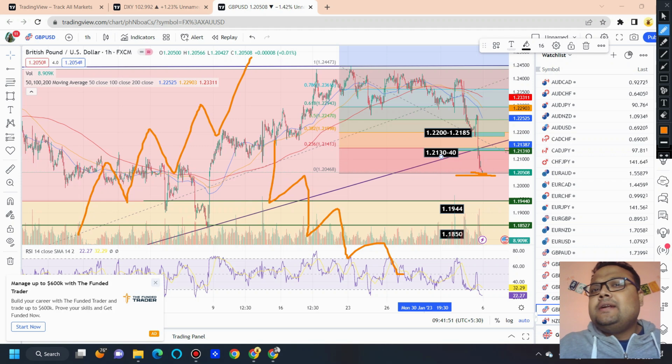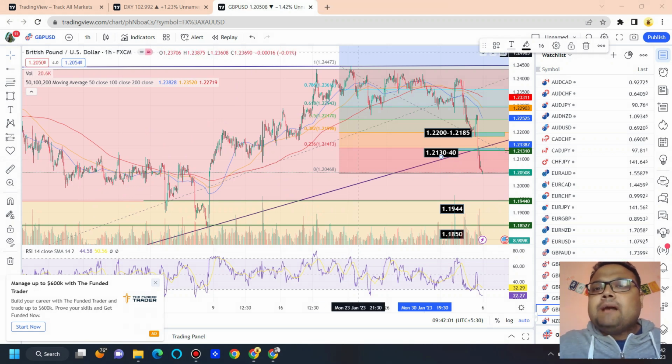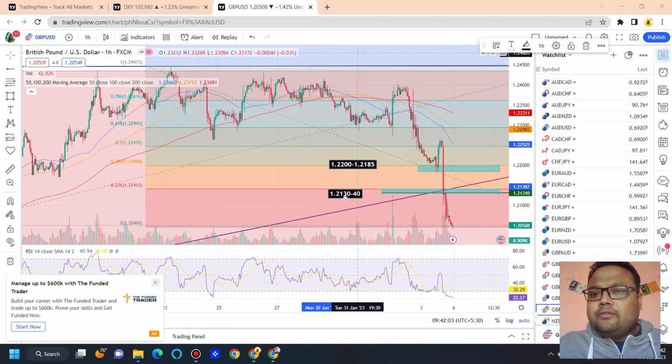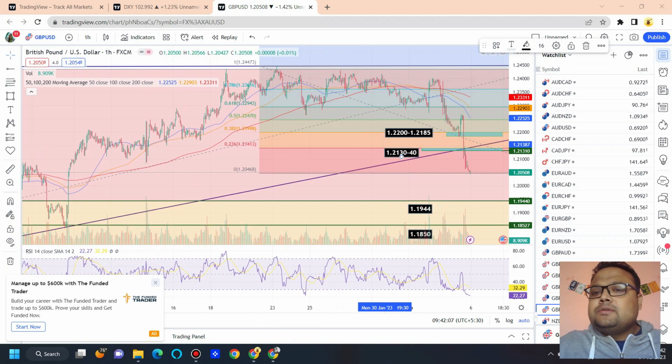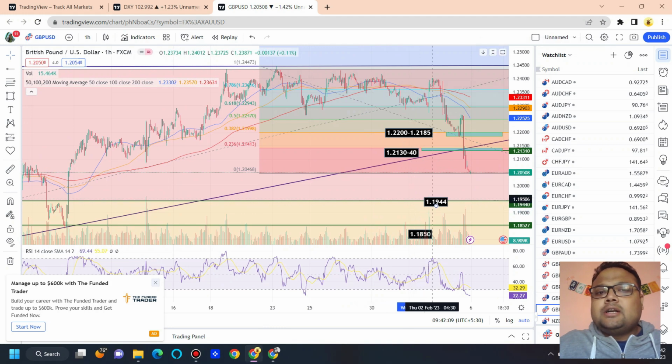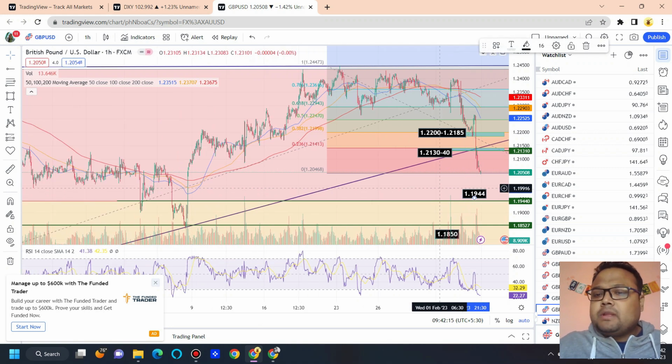If you are willing to take the risk, then that's your personal choice. But I will not comment on that. Okay, but for me, in this type of market situation, sell on rise will always be the best strategy. So if the sell continues, then the first support on the chart of GBPUSD will be around 1.1944. This will be the next support, or the first support on the chart of GBPUSD.